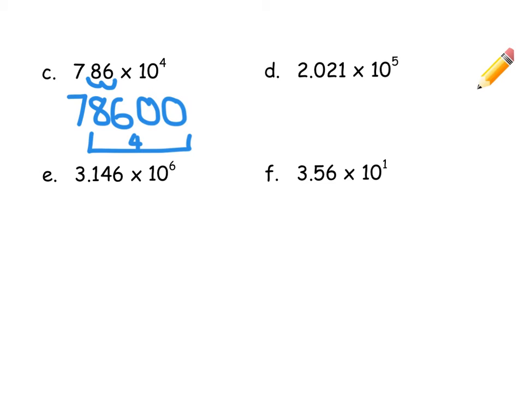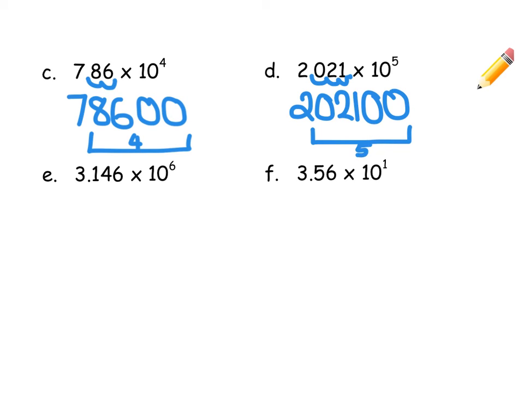My next number, 2.021 times 10 to the power 5. So I'm going to write down the 2021, and that means I've moved it 3 places. 1, 2, 3. But I was to move it 5. So I've got another 2 to go. So another 2 zeros to add. And let's have a quick double check. Yep, there's 5 numbers after my 2.